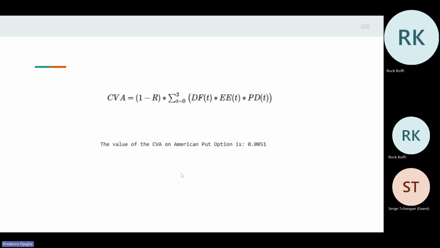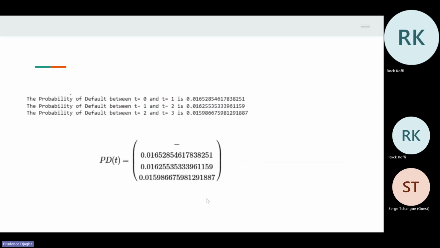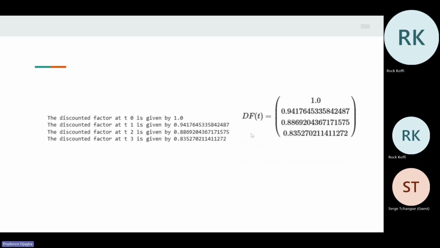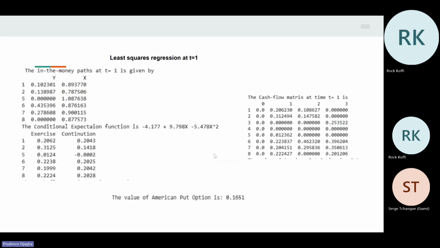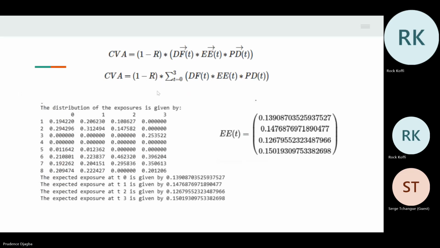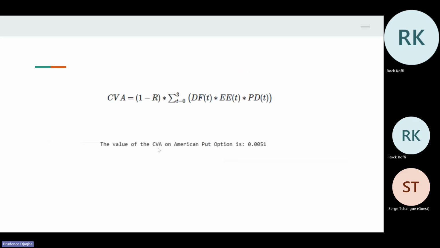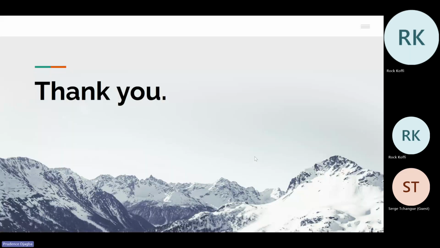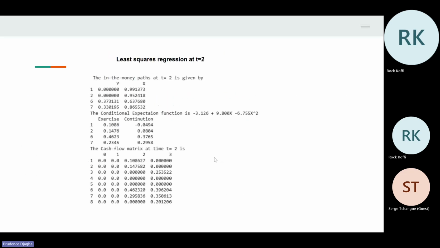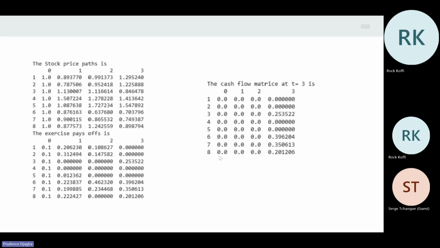So from there we can take the dot product of all those quantities: discount factor, expected exposure, and the probability of default, multiplied by the coefficient 1 minus R, which is the loss given default. Then we get the value of the CVA of an American put option, which is 0.0051. Thank you. So that's just the demo from the code.